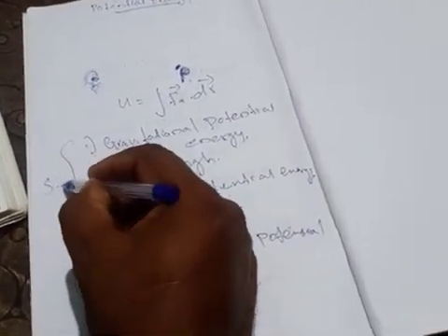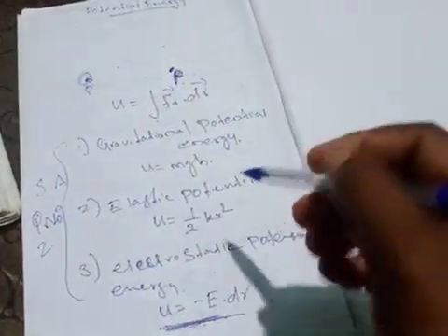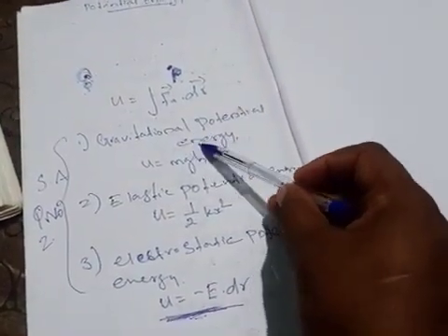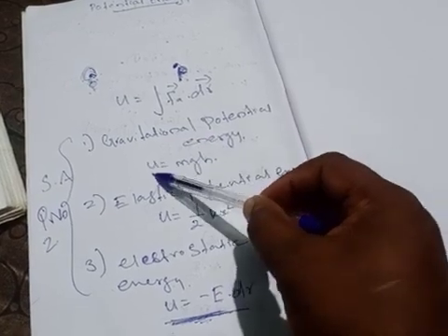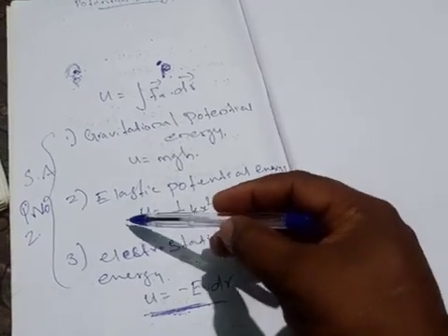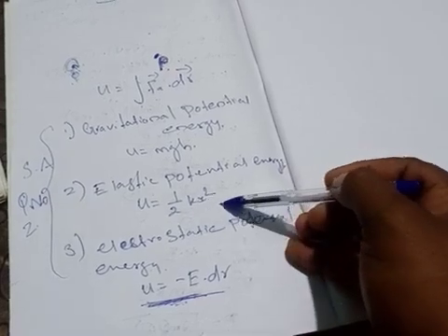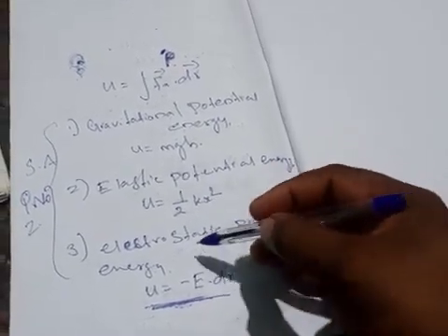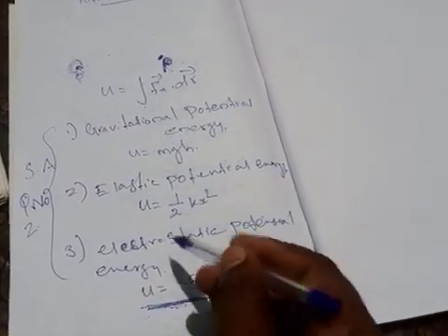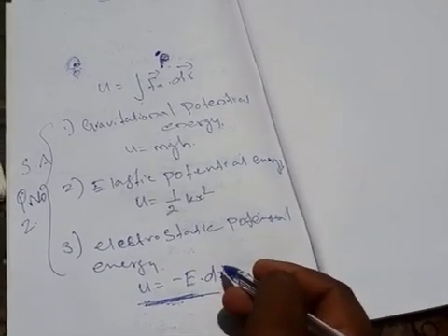Short answer question number 2: the types of potential energy. You have to write the definition for gravitational potential energy, and you can write the expression U is equal to mgh. You can write about the elastic potential energy with the expression U is equal to half kx square. Then the last one, you can write about the electrostatic potential energy, with the expression U is equal to minus E dr.